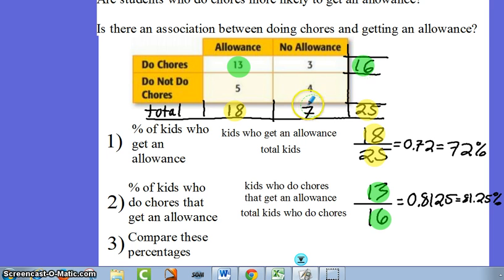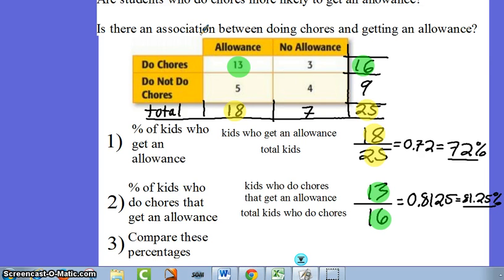And also there should be some cells here that we didn't use. Like for example, I didn't use this, I've got 9 kids total who don't do chores. I didn't need that number. So I've got my percentages. I've got 72% and 81%. So we just have to compare those percentages to come back and answer the question. Is there an association between doing chores and getting an allowance?